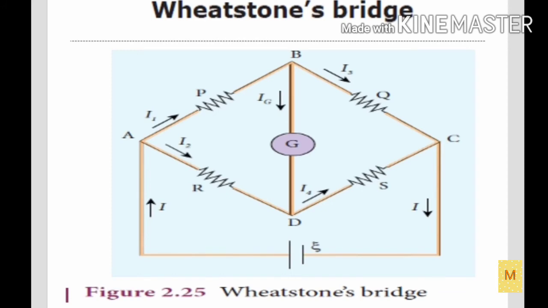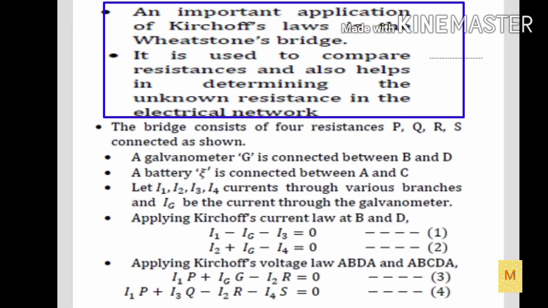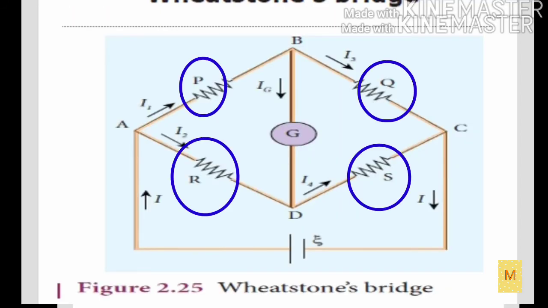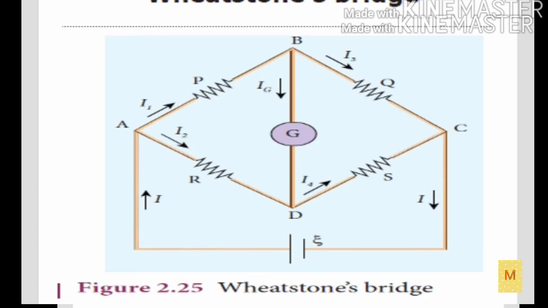Next one, Wheatstone's bridge. The electrical circuit diagram is given here. An important application of Kirchhoff's law is the Wheatstone's bridge. It is used to compare resistances, and it helps to determine the unknown resistance of an electrical network. The bridge consists of 4 resistors P, Q, R, S, and they are connected as shown in the figure. A galvanometer G is connected in between B and D. A battery of EMF ψ is connected between the points A and C.